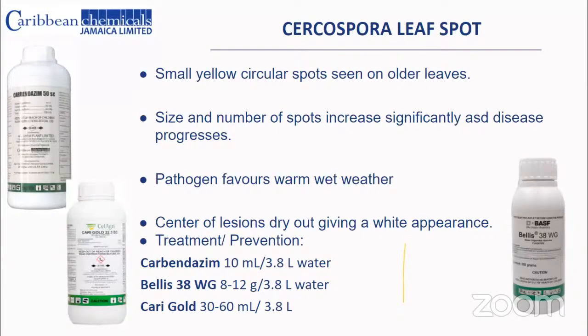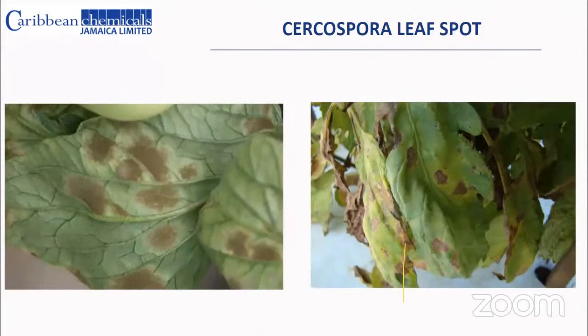Again, we have carbendazim, Bellis and Carigol as effective chemistries to be used against this particular disease. So in general, what we've covered so far, you can realize that most of these fungal diseases can be controlled using a certain range of chemistries that we offer at Caribbean Chemicals.